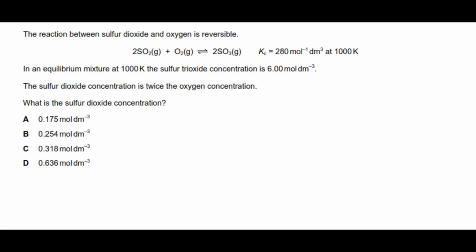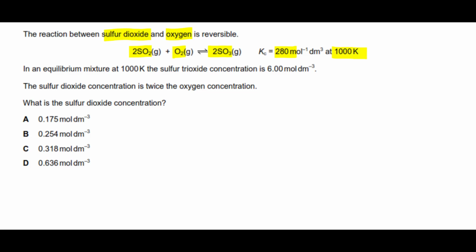So this question is from May-June 2019, paper 11, question number 11. In this question they're saying that the reaction between sulfur dioxide and oxygen is reversible. We have this reversible reaction between sulfur dioxide and oxygen. Sulfur dioxide is reacting with oxygen to produce sulfur trioxide, and they have given us the value of Kc, which is 280 per mole dm cube at 1000 Kelvin.